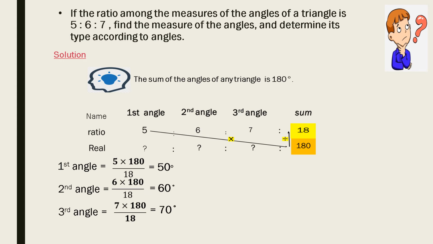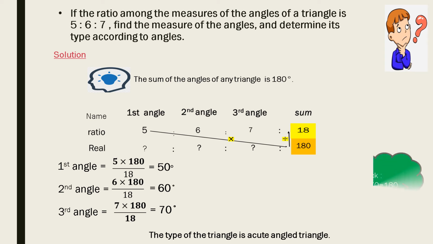But he asks you to determine the type according to angles. Look at the greatest angle. Its measure is 70 degrees. What is the type of 70 degrees? It's less than 90. If the measure is less than 90, it's called an acute angle. Then we name the type of the triangle according to the greatest angle. Then the type will be acute angled triangle.